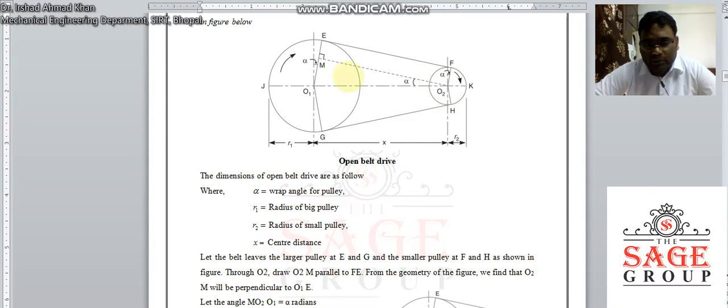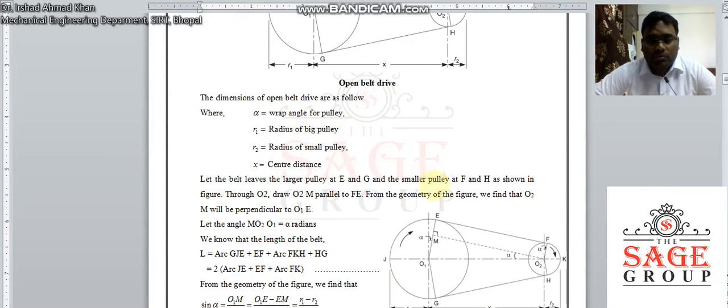This angle will be alpha, because this pulley is turned by the wrap angle alpha, so it is reflected here also. So here we have to find the value of alpha. We can find it by calculating sine alpha in this right angle triangle. Sine alpha will be O1M upon O1O2. So we can find sine alpha, and indirectly the value of alpha, and whatever we require we can calculate with the help of this configuration diagram. Now let's come to the diagram.